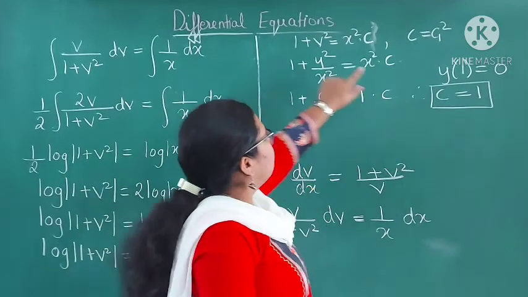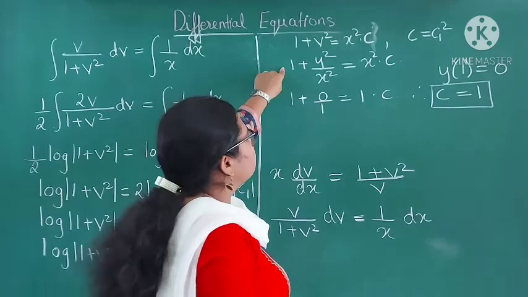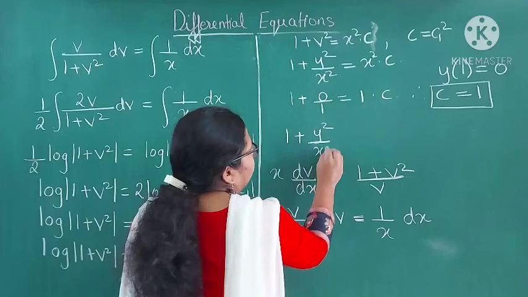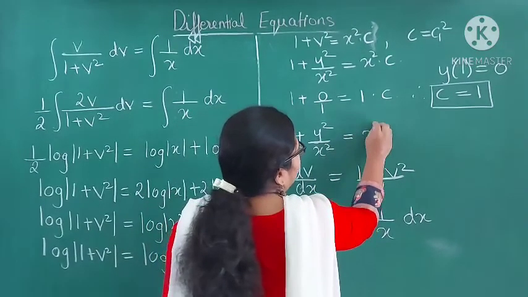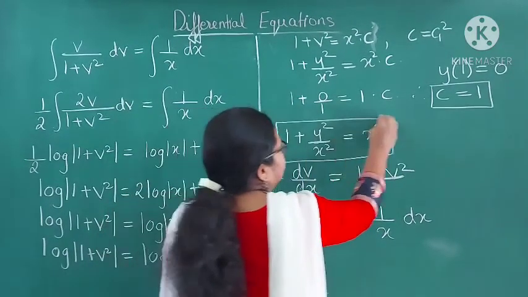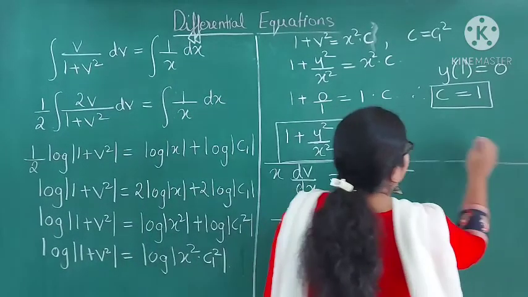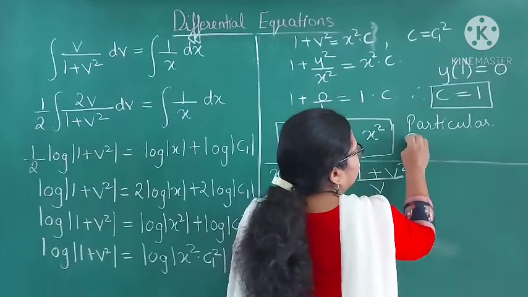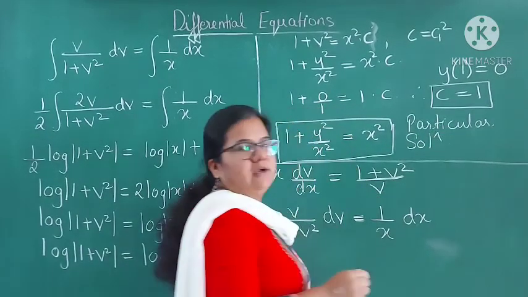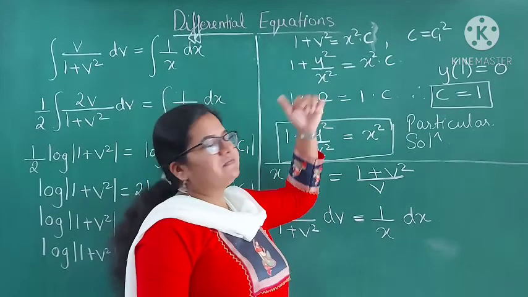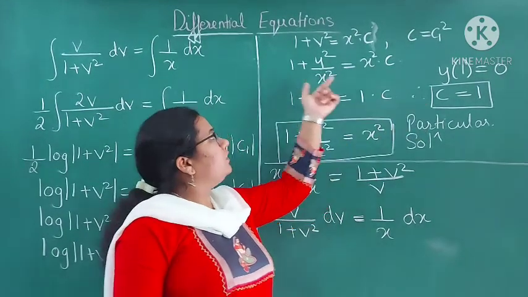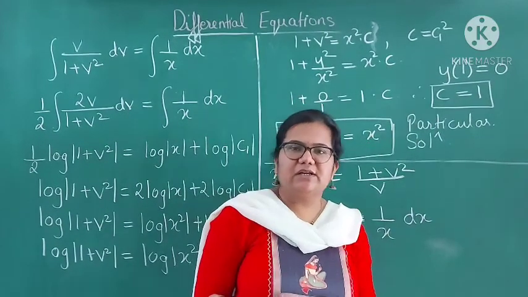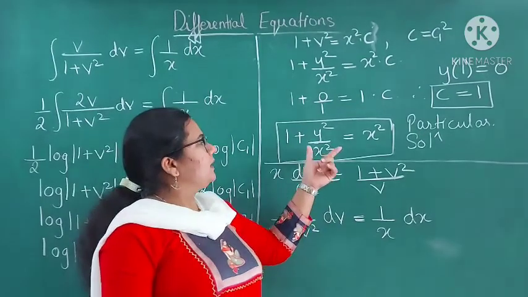So this value of c you can substitute in the general solution. So you can write it as 1 plus y square upon x square is equal to x square. So this becomes your particular solution. Okay, understood how to find the general solution? We have seen many examples. Just substitute the value of x and y, you will get the value of c. Resubstitute the value of c in the general equation, general solution, and you will get the particular solution.